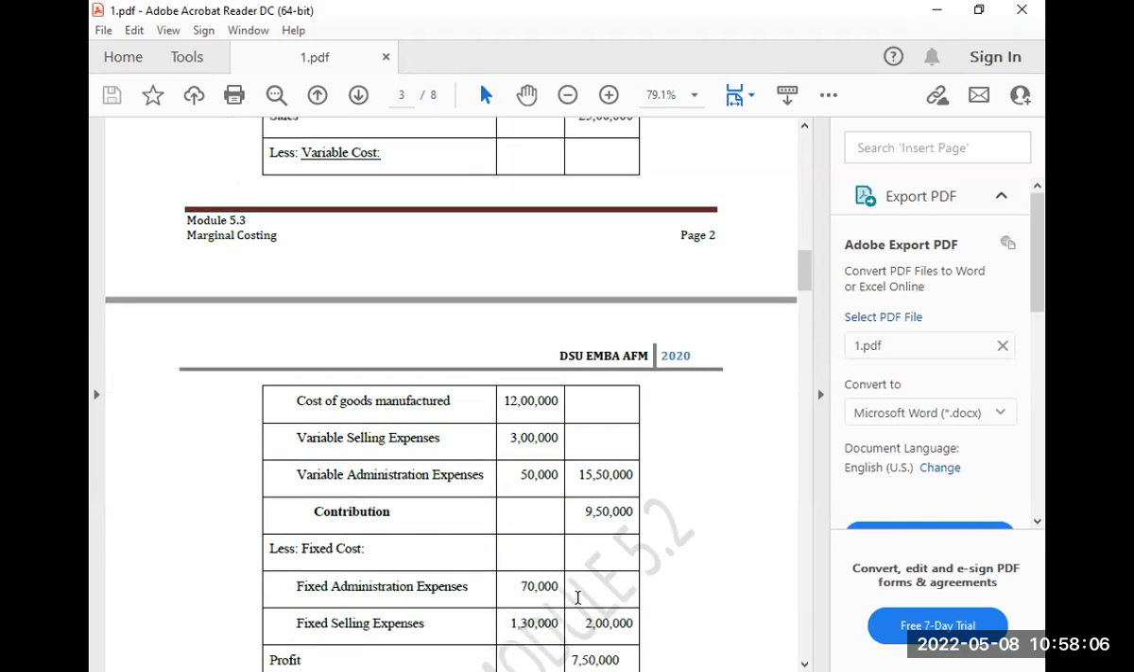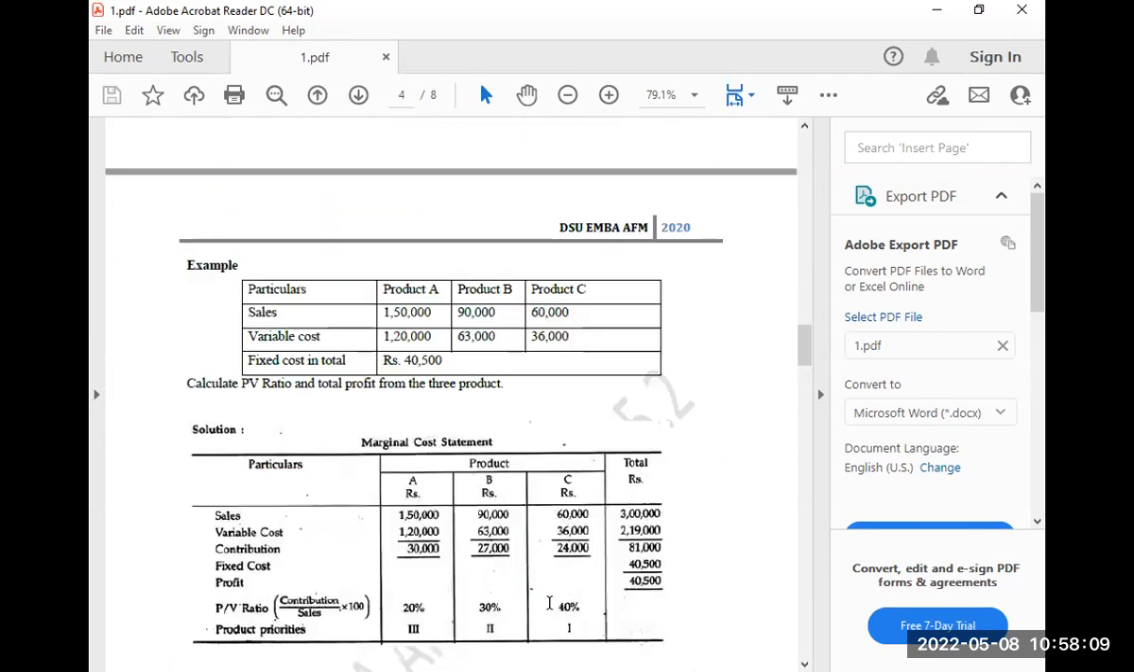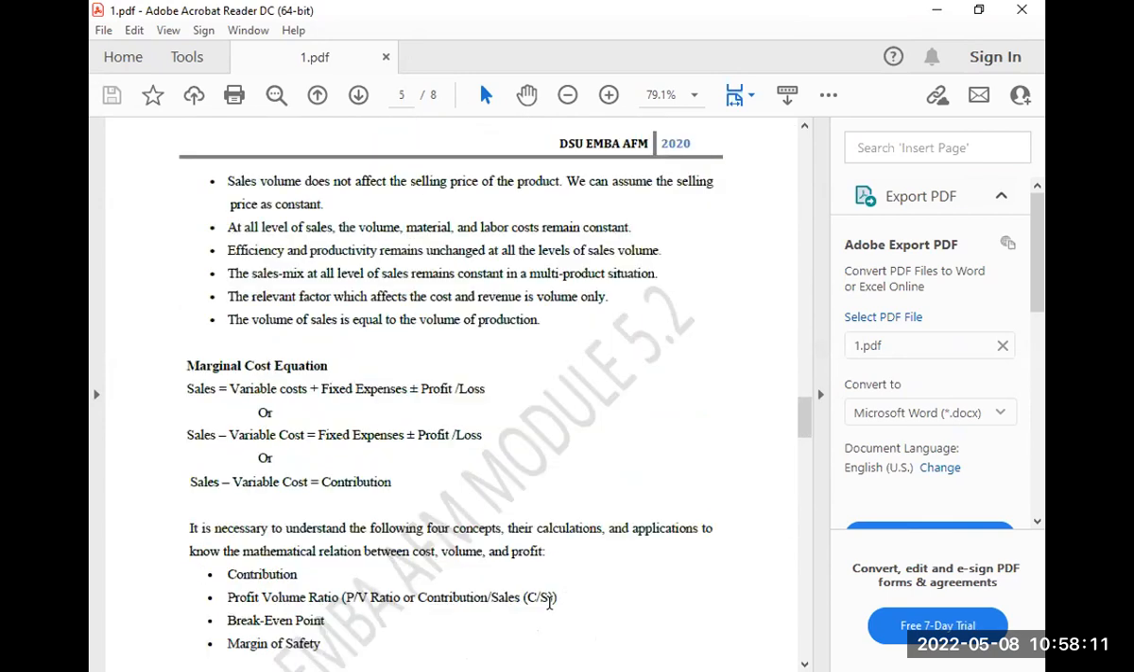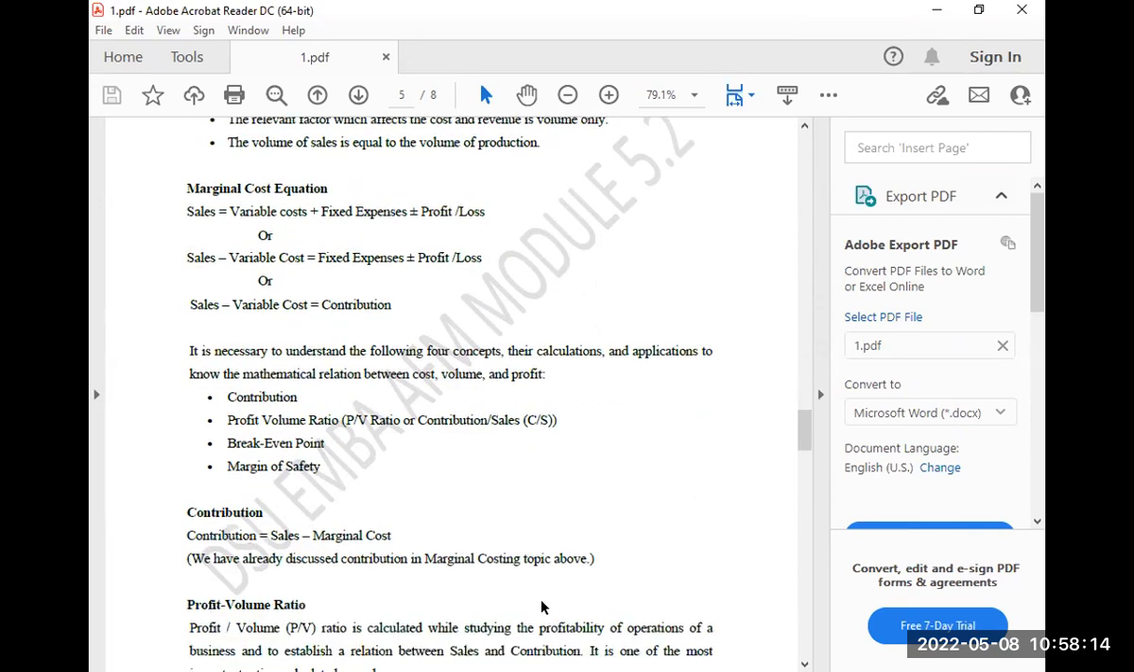Now, how do we find out the break-even point? Please note down these formulas. Sales is equal to variable cost plus fixed cost plus or minus profit or loss. Right or not? Sales is nothing but the sum of these three: cost plus profit or loss. The cost can be of two types: variable cost and fixed cost.